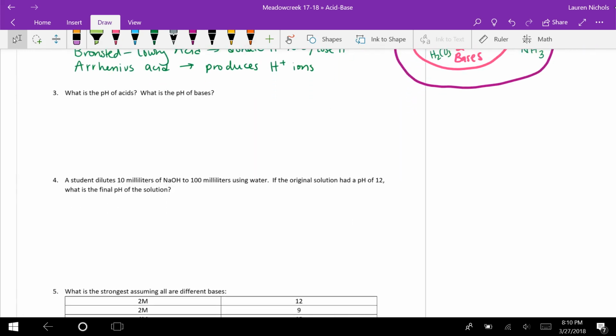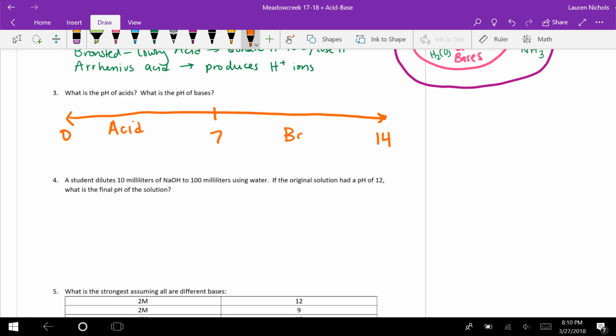And so when we're looking at this, we want to think about our scale. If we're looking at the pH scale, it goes from 0 to 14, and in the middle we have 7. Now, if you are less than 7, you are an acid, and if you are greater than 7, you are a base. And if you're exactly 7, you're considered neutral. Now, an example of a neutral substance is water.